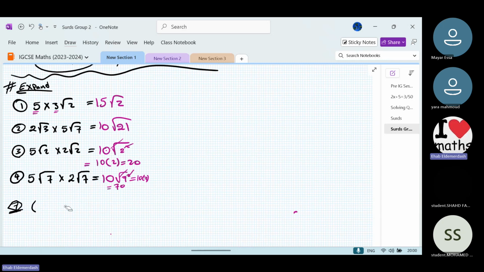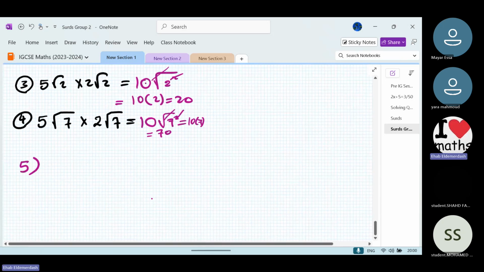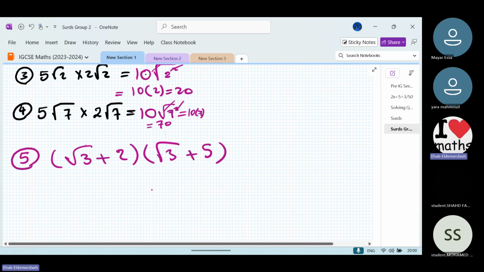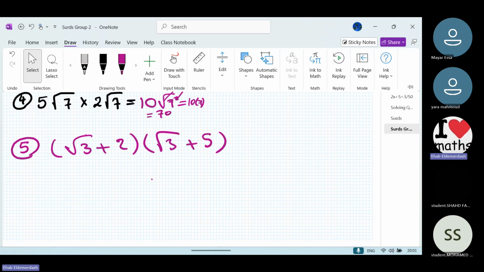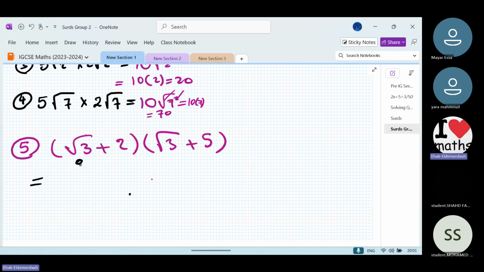Someone dictate the questions to me. Question number 5 was saying root 3 plus 2 into root 3 plus 5. Look with me. In this question, what I should do is go through the numbers themselves and start to expand. So here I will deal with it as root 3 into the bracket, and then 2 into the bracket.